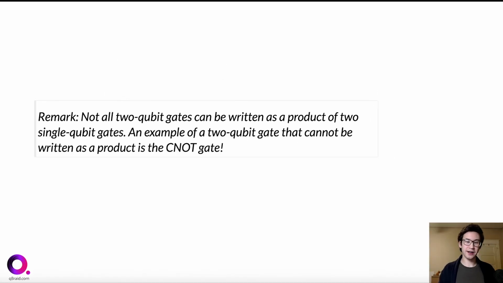Now, one important remark to make is that not all 2-qubit gates can be written as a product of 2 single-qubit gates. An example of this is the CNOT gate. This cannot be written as a product of 2 single-qubit gates, and I encourage you to try and think about why this is the case and to prove it on your own.